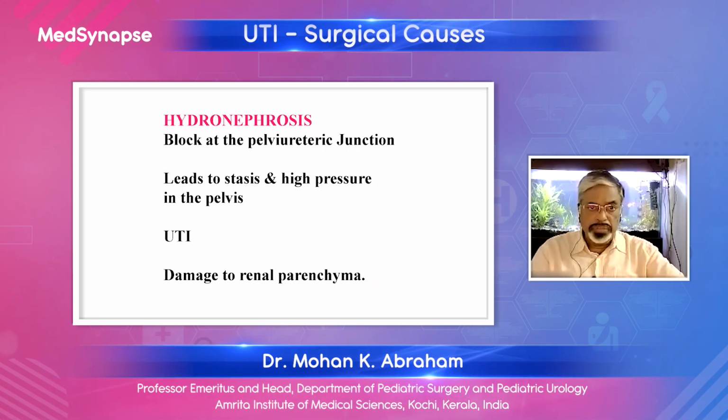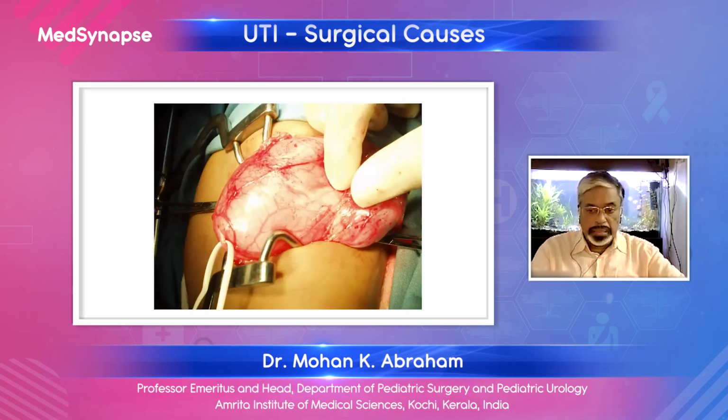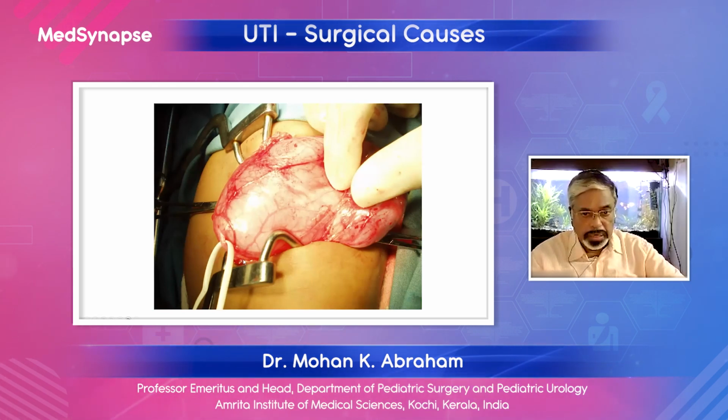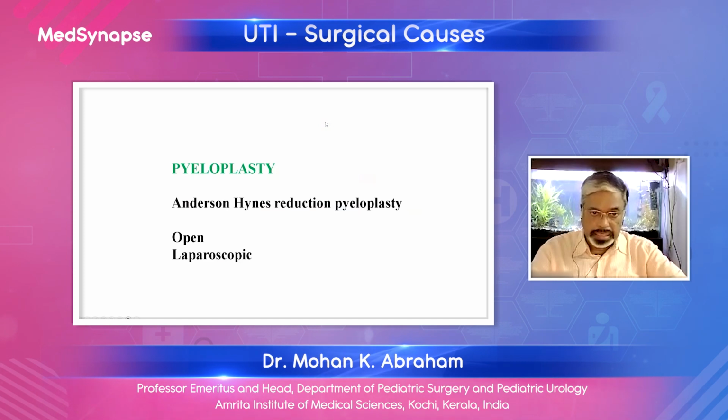We come to hydronephrosis. This is a block at the pelviureteric junction, which leads to stasis, high pressure in the pelvis, and resulting in UTI and damage to the parenchyma. This is a large pelvis that you can see, and this is a narrow ureter. From here, the ureter is big. So this narrow portion, we excise, and the redundant pelvis also, like that, and then anastomose the ureter to the pelvis. That's what we call Anderson-Hynes reduction pyeloplasty.